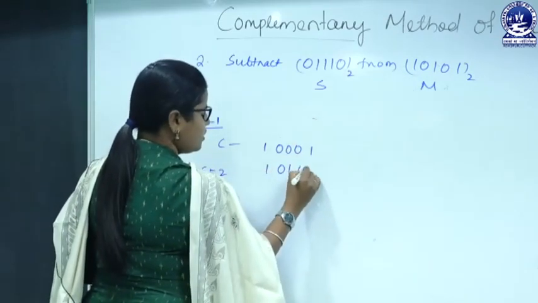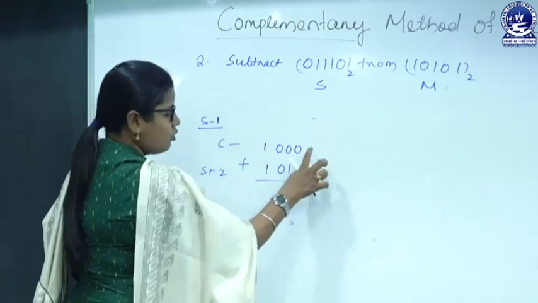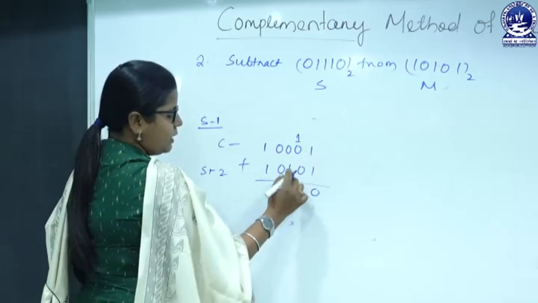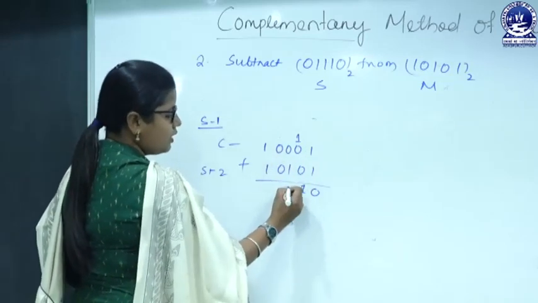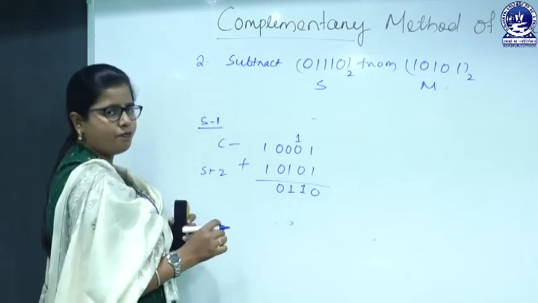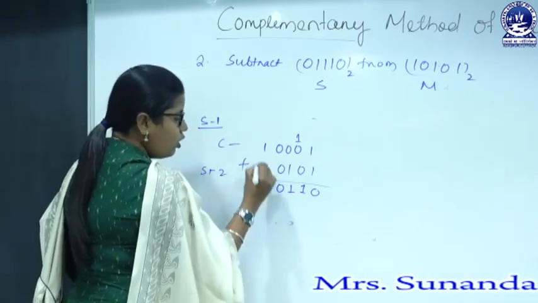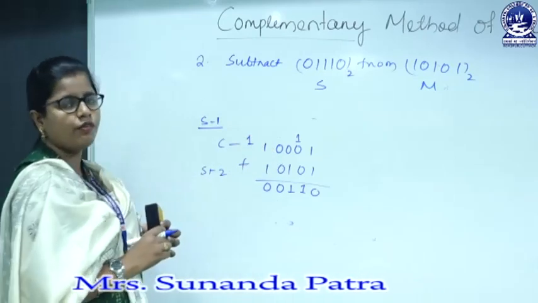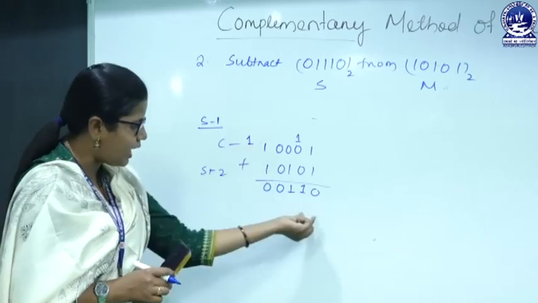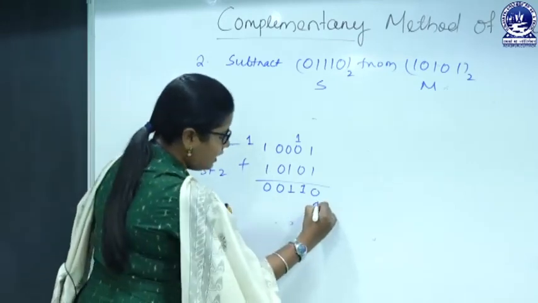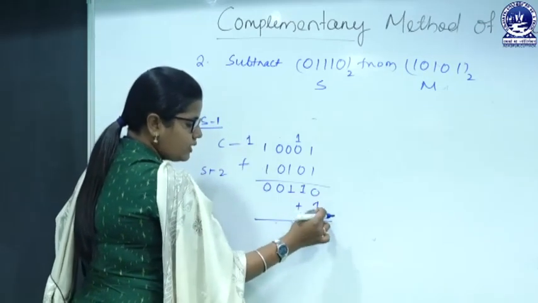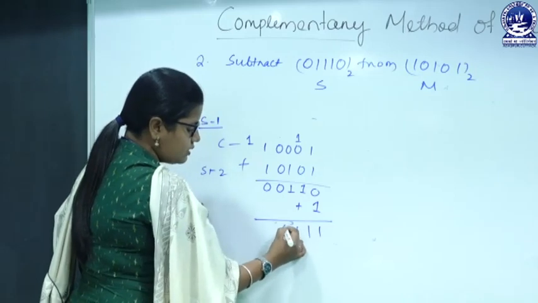So 10101. Let's add this. 1 plus 1, 0 with carry 1. 1 plus 0, that is 1. 0 plus 1, that is 1. 0 plus 0, that is 0. 1 plus 1 is 0 with a carry 1. So when we get a carry, then we have to take this and add it here. So we will take the carry from here to here. So 0 plus 1, 1, 1, 1, 0, 0.